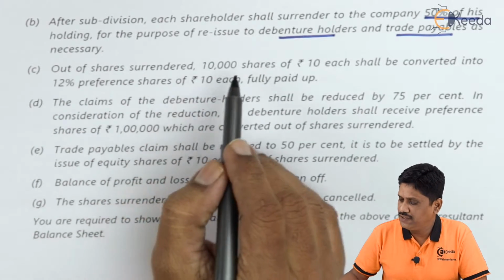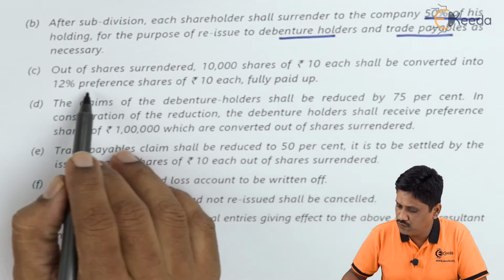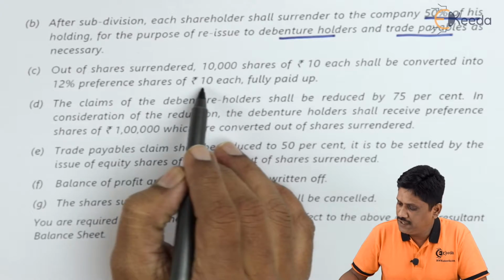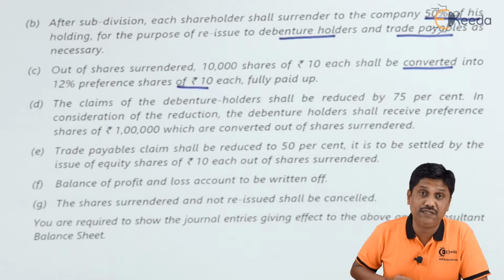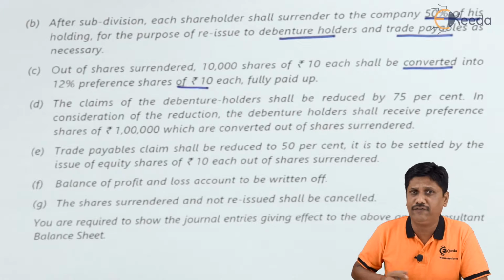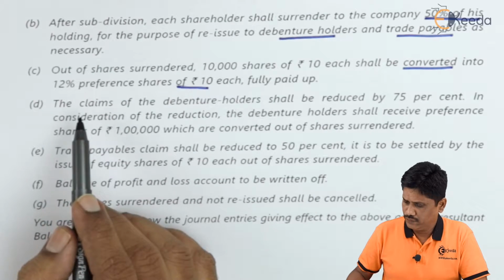Out of surrendered shares, 10,000 shares of 10 each shall be converted into 12% preference shares of 10 each fully paid. Friends, when you convert your existing equity shares which were surrendered into preference shares, there is no entry for it; it is merely a memorandum information for our knowledge.